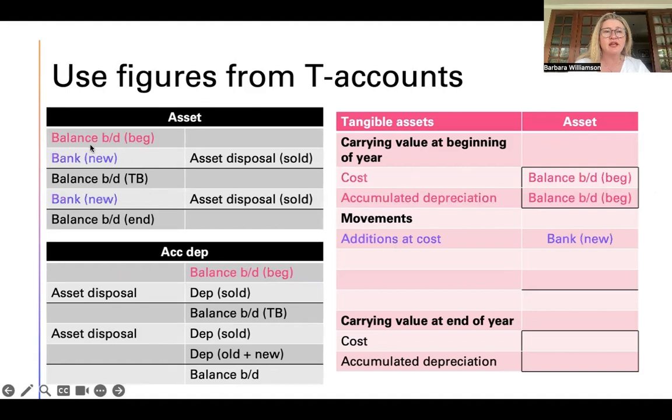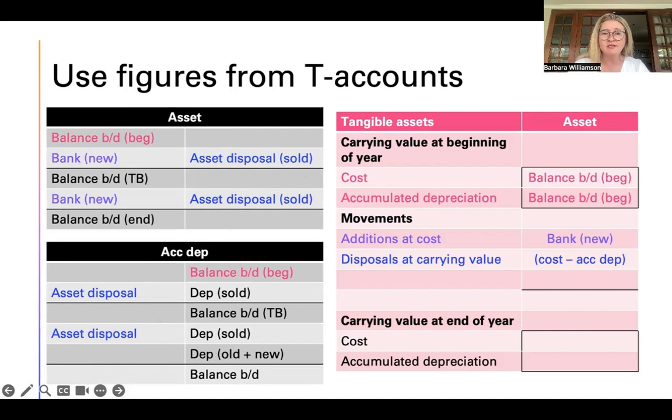Now you can see over here in your asset account, I'm looking at my beginning entries, and on the debit side, I would have any of my new items that I bought. And that would therefore obviously be additions at cost. On the credit side, you can see the asset disposal entry, which is the cost of what I sold. Keep in mind that you would also want to use the asset disposal from the accumulated depreciation, so you need to combine both of them.